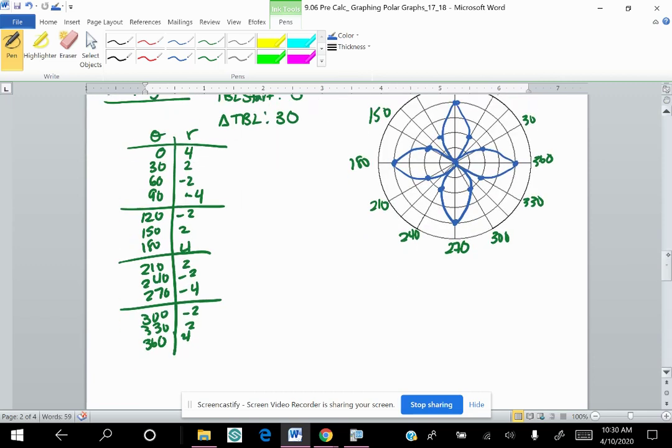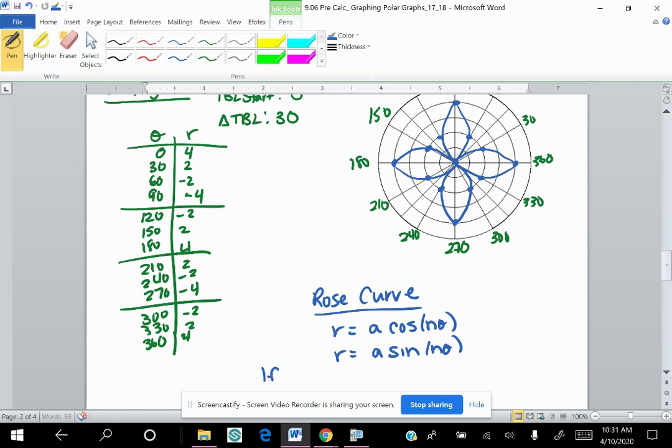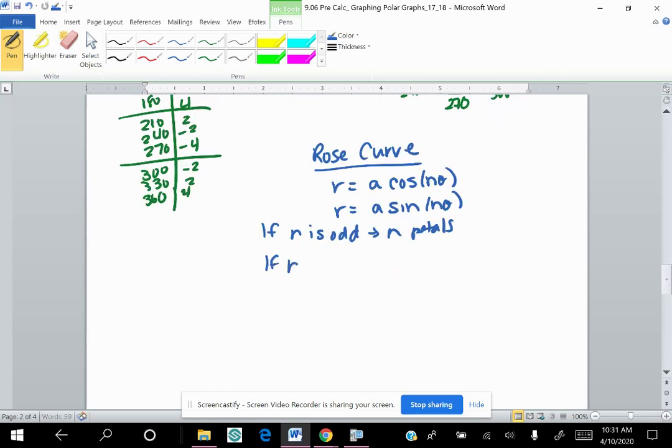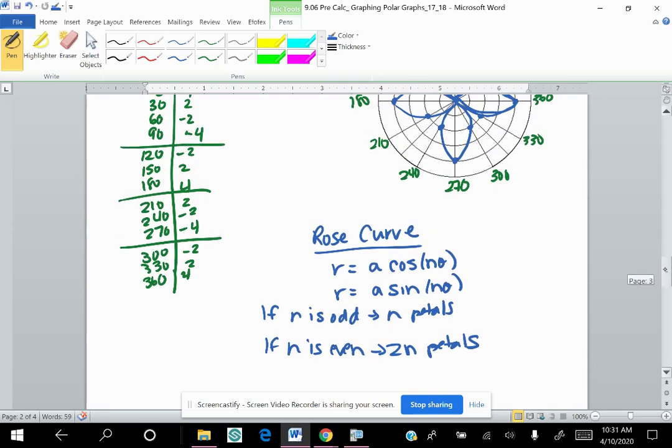And this one, because it creates that flower, is called a rose curve. So if you have a rose curve, then you have it of the form a cosine n theta, or a times sine n theta. So what happens is if n is odd, then you're going to have n petals. So each of these right here is a petal. If n is even, then you're going to have 2n petals. So if it was 4, then you'll have 8 petals. So that is your rose curve.